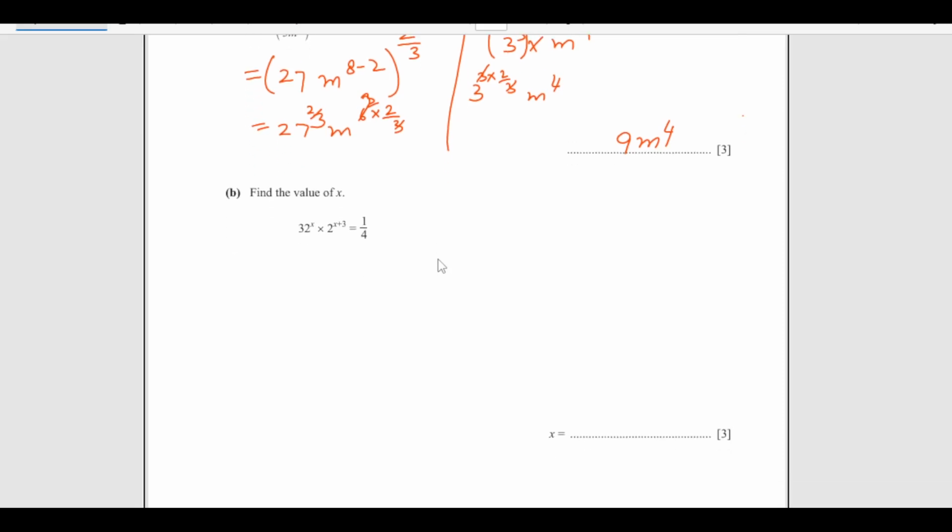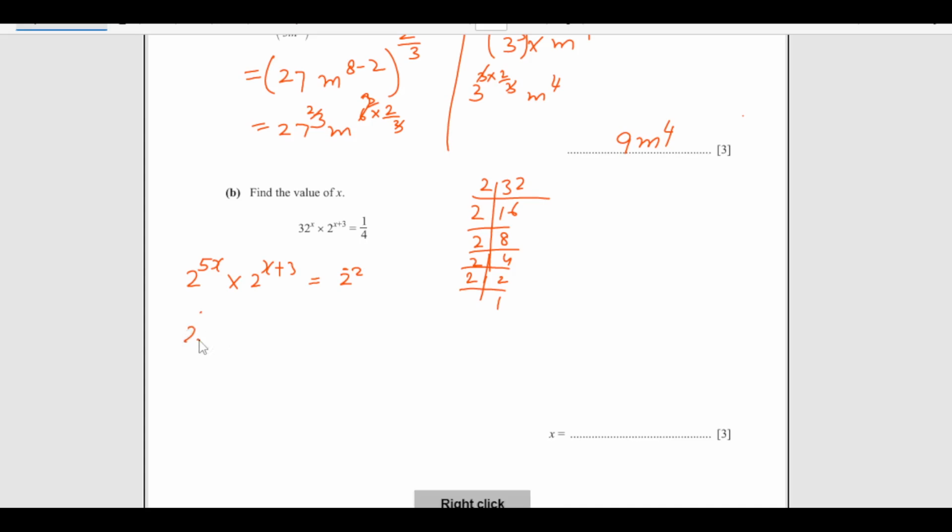Now this one here, find the value of x. So we have to make the factors of 32. So 32 can be written as, let me show you how you can do this. 2 16, then 2 8, 2 4, 2 times 2, continue until you get 1 here, 1 2 3 4 5. So 32 can be replaced by 2 power 5, and then there is 2 power x plus 3 equals 1 over 4. 1 over 4 can also be written as 2 power negative 2, because it is down there, we are taking it up.